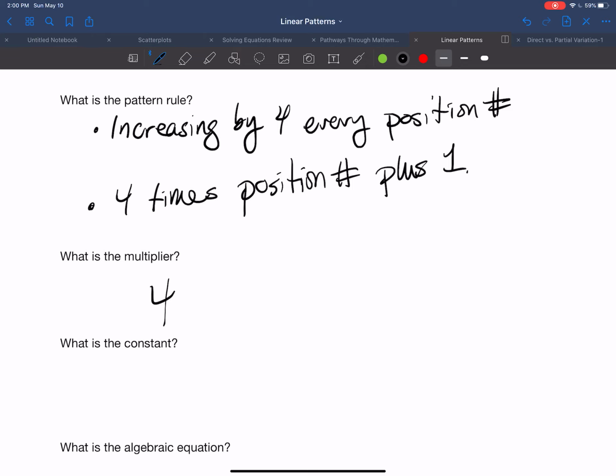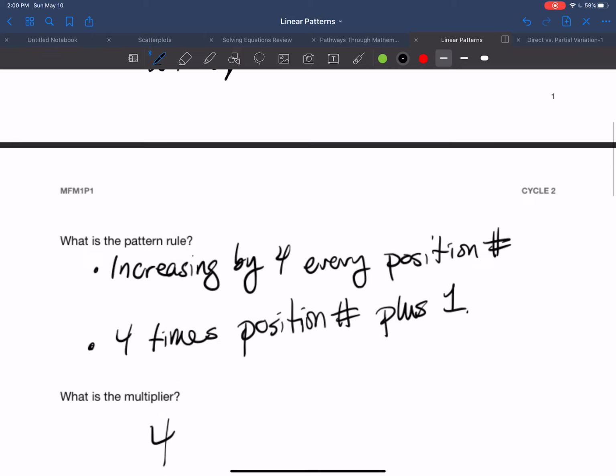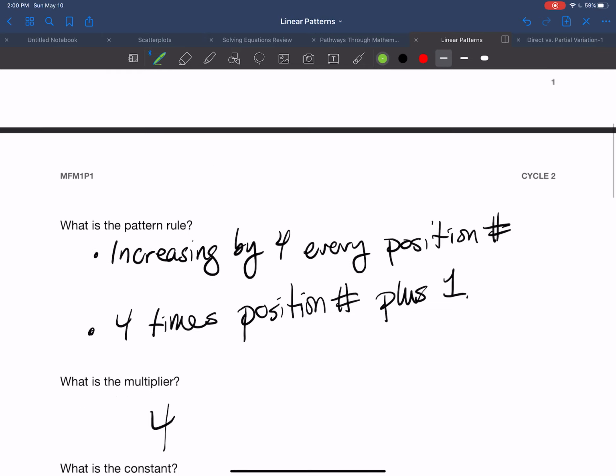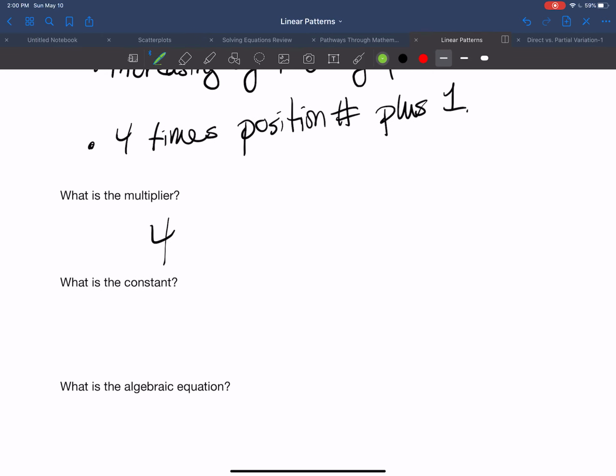And what's the constant? The constant is the thing that stays the same. If I go back up to our pattern here, that square in the middle was always there. We just kept adding to that. So that's the constant, the 1. The thing that we're adding is our constant, so 1.